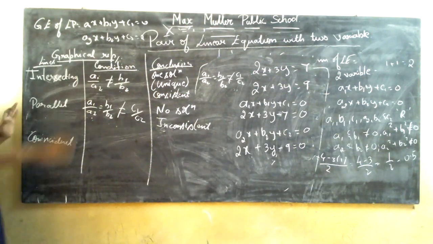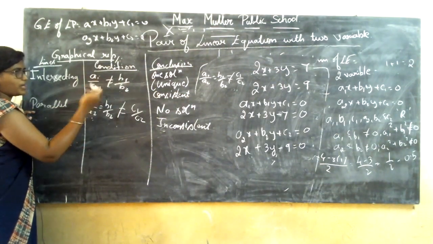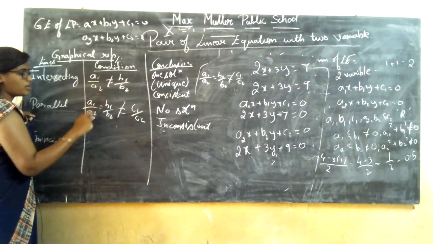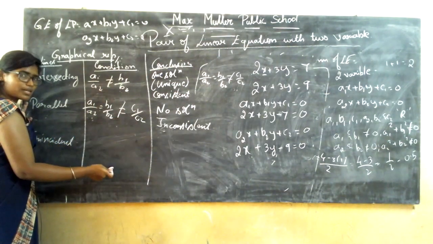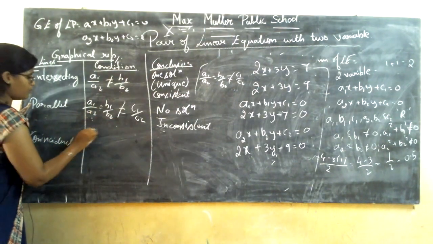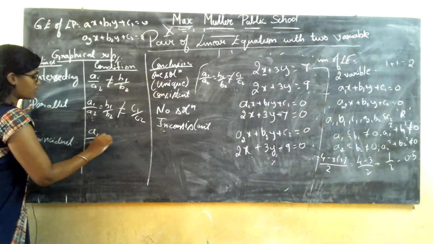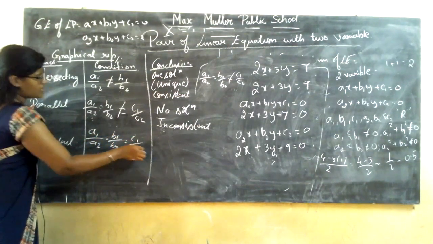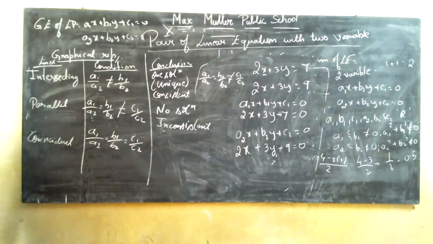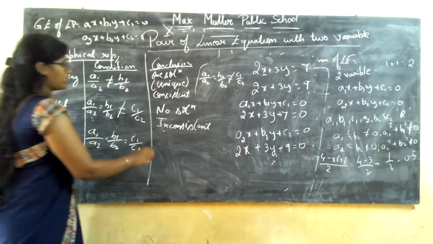Now what is the condition? Initially A1 by A2 was not equal to B1 by B2. Then it was equal, but it was not equal to C1 by C2. Then what will be the third condition? All the three will be equal. That is, A1 by A2 will be equal to B1 by B2, and it is also equal to C1 by C2. All the three will be equal to each other.